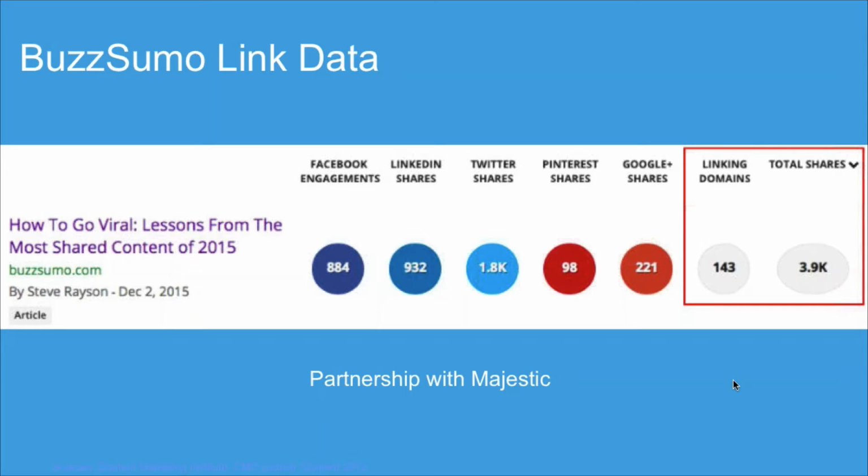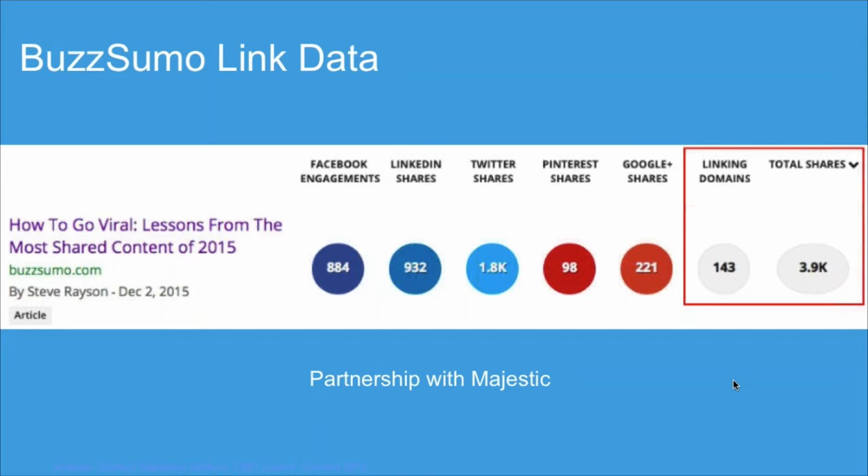Because what we can now show you when you do a most shared content search is also the number of linking domains. If you see on the image here, you'll see the total shares on the right, and just to the left of it, you'll see the linking domains. Just to explain what that is, because not everybody knows, it's the number of unique domains that link to that article. So it's not the total number of links, because there may be 3 or 4 links from a particular domain to that article. It's the number of unique domains. We think that's probably the most relevant.